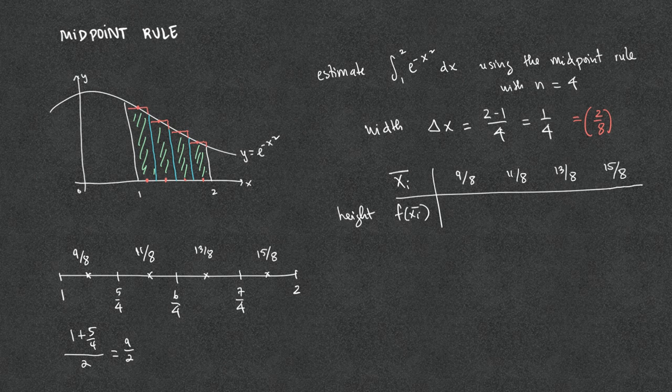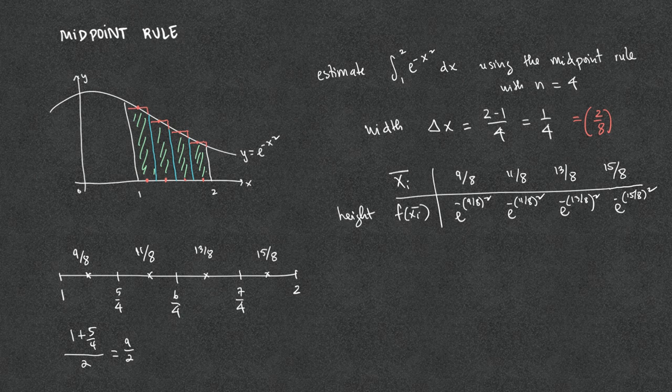No need to use decimals in this case because we will use a calculator to evaluate the heights anyway. The corresponding heights are e to the negative 9 over 8 squared, e to the negative 11 over 8 squared, e to the negative 13 over 8 squared, e to the negative 15 over 8 squared.